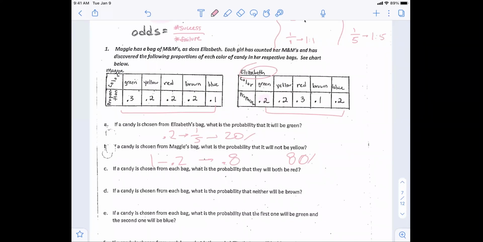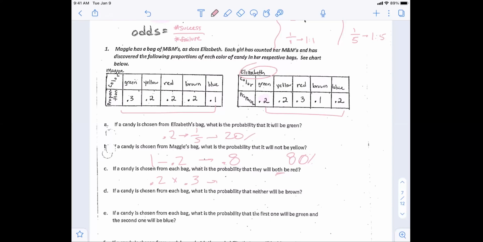Okay. If a candy is chosen from each bag, what's the probability they will both be red? What's the probability it'll be red from Maggie's bag? 0.2. And from Elizabeth's bag? 0.3. We're going to multiply when it says they'll both be red. We're going to multiply those together. It's the same time that we're pulling them out. We're going to multiply to get both of them to be the correct answer.